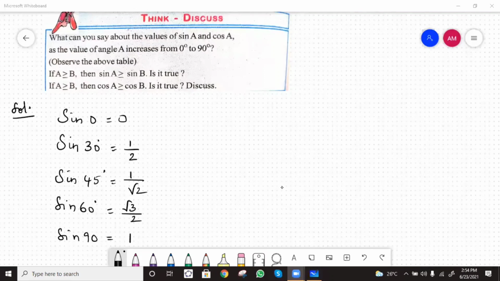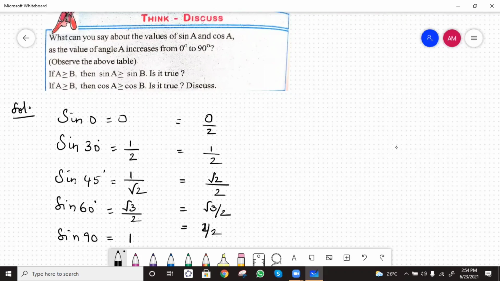So see here, can we write this as 0 by 2? This is 1 by 2. And can I write this as root 2 by 2? I'm multiplying and dividing with root 2. What about this, root 3 by 2? I'm making the denominator common. What is sine 90? 2 by 2. 2 by 2 is nothing but 1.